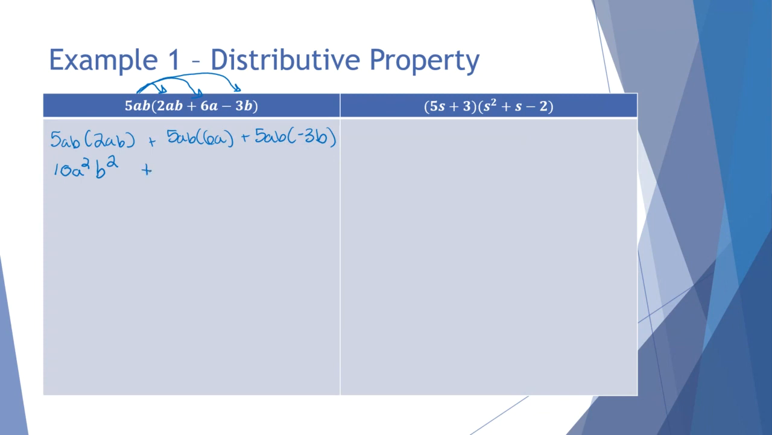The next term, I do 5 times 6, which is 30. And then a times a, so that's a squared, and then b. And then I have 5 times negative 3, so that's negative 15, a, and then b times b is b squared. Once you've done the multiplying, then you check to see if you have any like terms. In this case, we don't. So that is as simplified as we can get it.